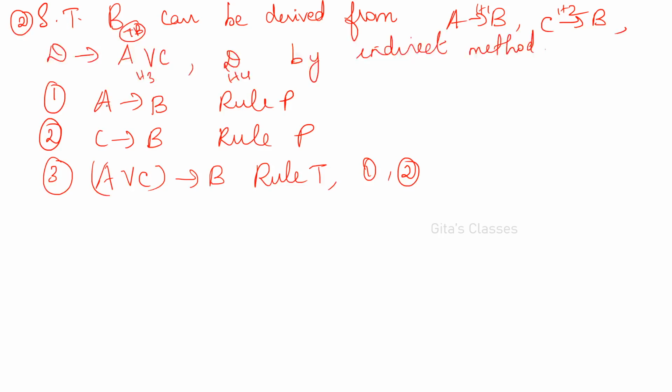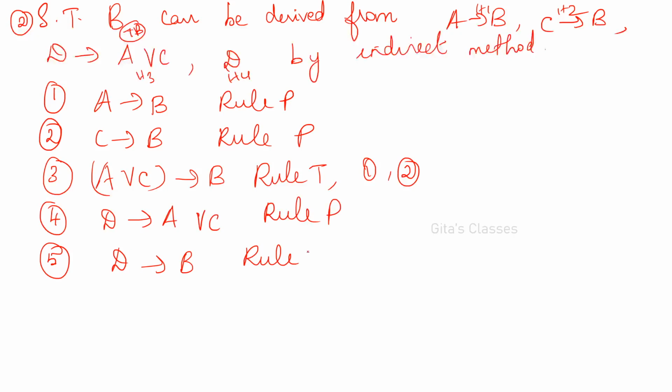Actually this is not A or B, okay? This is not C or B, like that. Then again you have to take negation of that, right? So fourth one, D conditional A or C, that is rule P. And fifth one, D conditional B, that is rule T from 4, 3. D conditional A or C and A or C conditional B is I13, right? Hypothetical syllogism. You write the name.